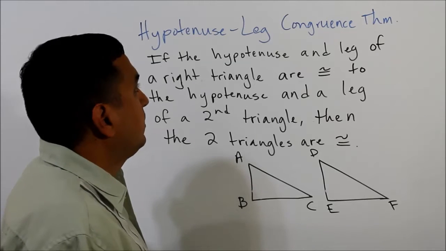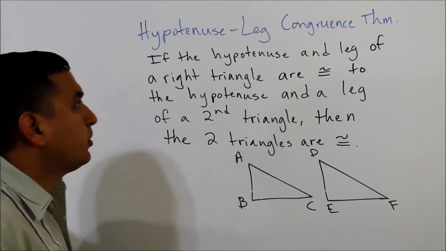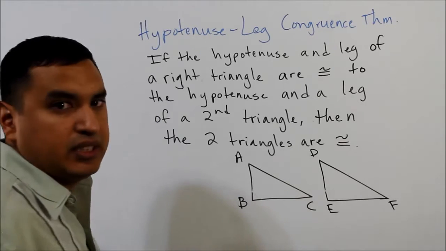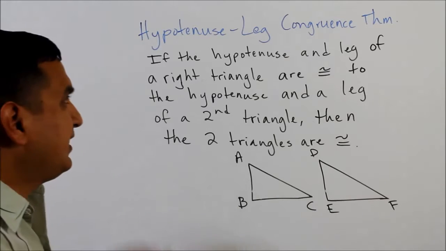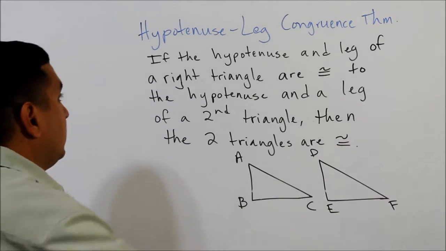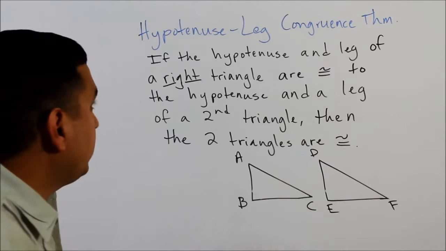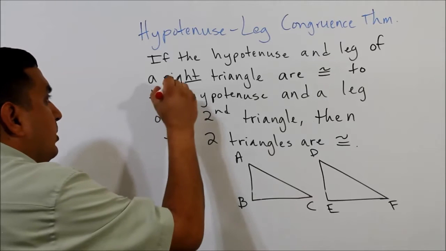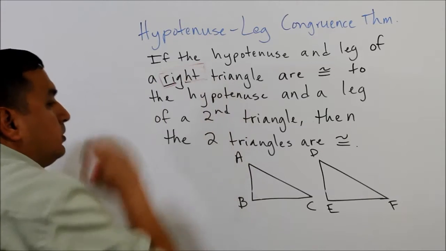The hypotenuse-leg congruence theorem, and it says that if the hypotenuse and a leg of a right triangle are congruent to the hypotenuse and a leg of a second triangle, then the triangles are congruent. So this particular theorem hinges on the fact that I have right triangles. Okay, that part is important. I have to have right triangles.